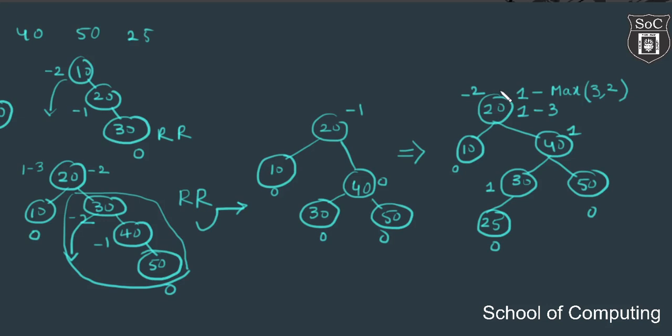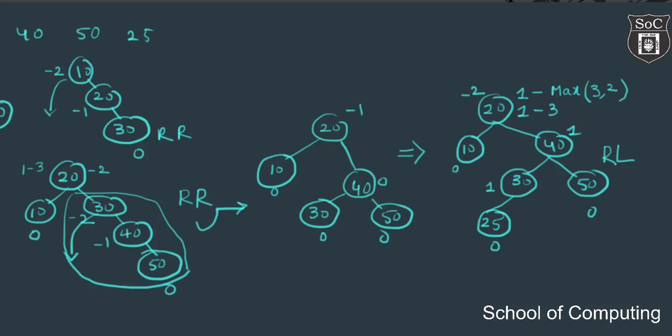So imbalance means we need to solve it. First of all, let us identify what type of problem it is. Did the problem occur on the left side of the root node or the right side? The problem occurred on the right side of 20, so the first letter is R. The second letter: the problem occurred because of which child, left child or right child? 25 is the left child of 30. So hence it comes under the RL problem.